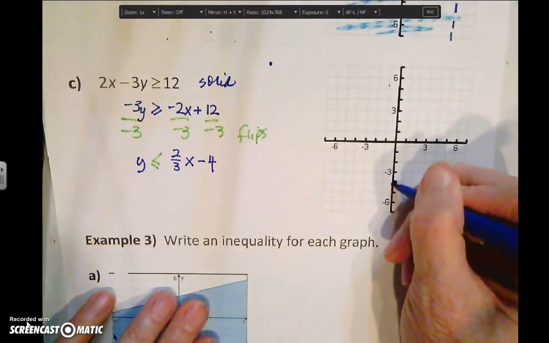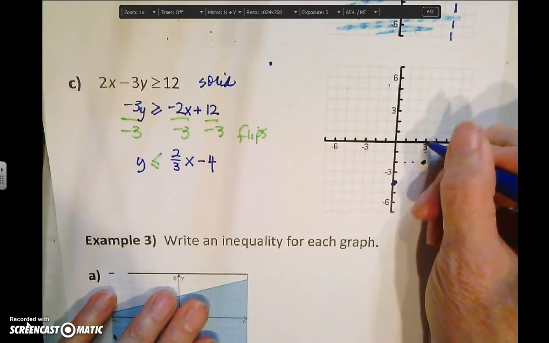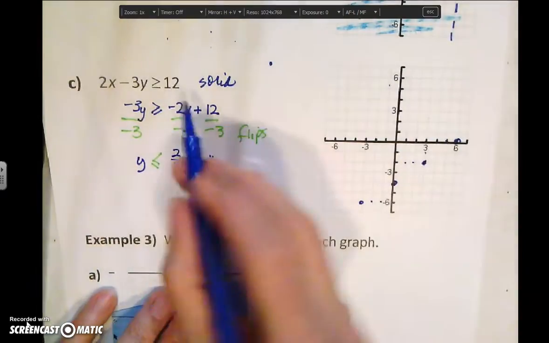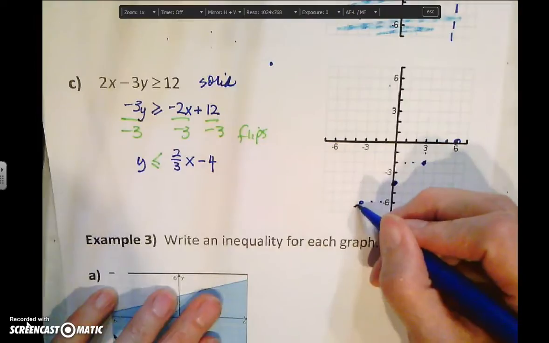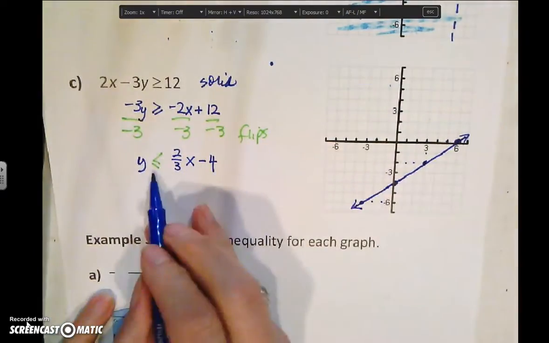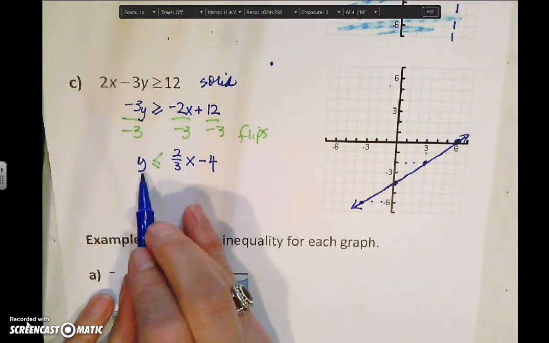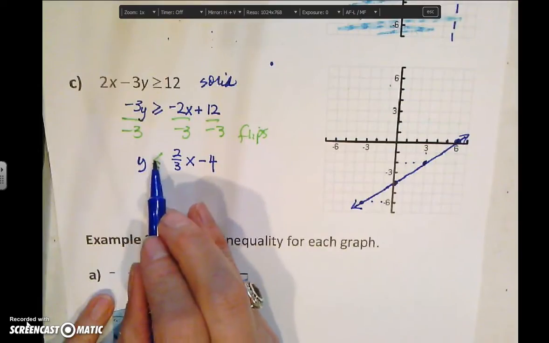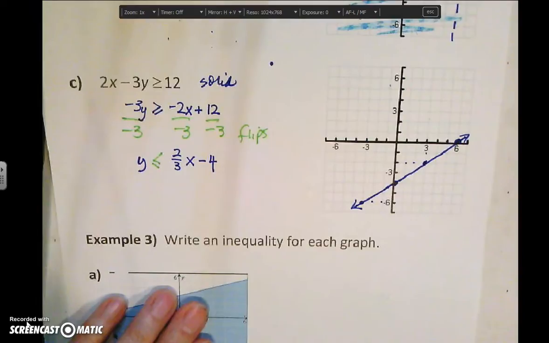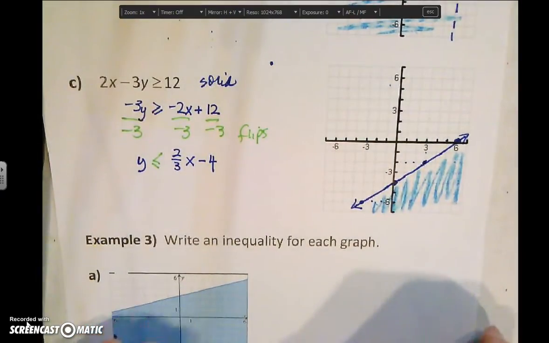So I have a negative 4 y-intercept, and then up 2 over 1, 2, 3, 2 over 1, 2, 3, down 2, back 1, 2, 3. And again, we said it was a solid line, so a solid line here. And when this flips, I'm going to go by this, not that. I'm going to go by the one where I've got it solved for y. The y's are going to be below this line, so we're going to shade in this direction here.